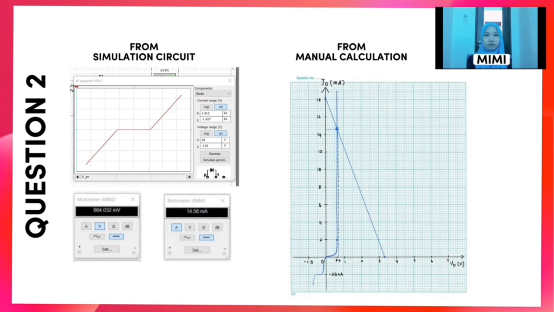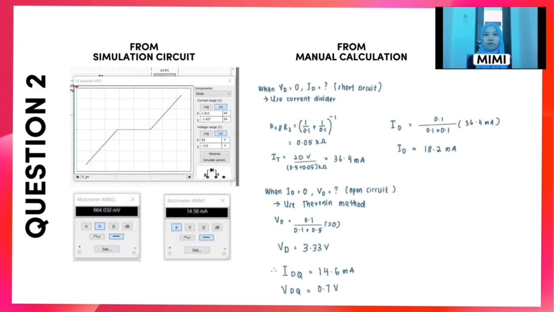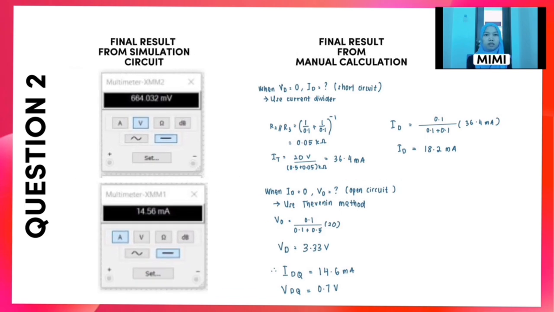By referring to the given questions, we apply the KVL equations and the Thevenin methods for VD and ID. Thus, we obtain the operating points of the diode using the graphical analysis or the load line methods. To check any dissimilarities between the manual calculations and the simulation graph, values of VD and ID from the manual calculations were put into the simulation app, and the result obtained will be compared with the calculation.